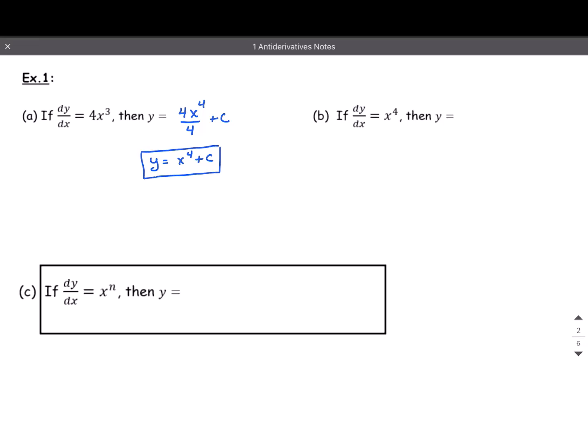And yes, once you get good at this, you're going to jump right to that step. Not a problem. If dy dx equals x to the 4th, what had that derivative? Well, we would have to raise the exponent by 1, and we're going to divide by 5, plus c. There is our antiderivative. So in general, if dy dx is x to the n, then the antiderivative y is x to the n plus 1, add 1 to the exponent, divided by our new exponent, plus c. There you go, your first antiderivative rule.